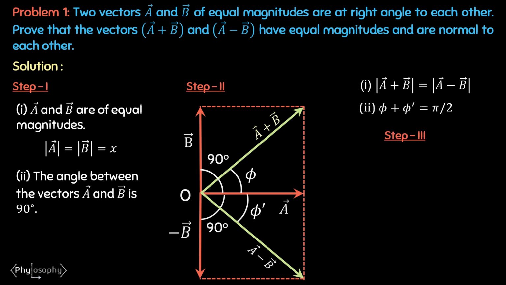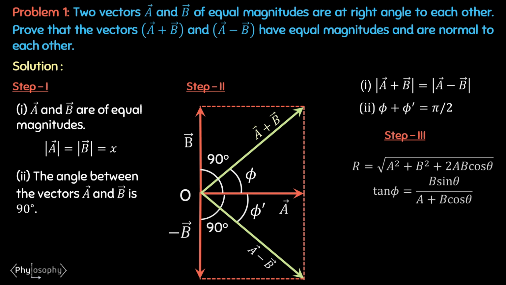Now for the addition of two vectors, we know that the magnitude of the resultant vector is given by square root of a squared plus b squared plus 2ab cos theta, and the angle that the resultant vector makes with the vector a is given by tan phi equals b sin theta over a plus b cos theta.